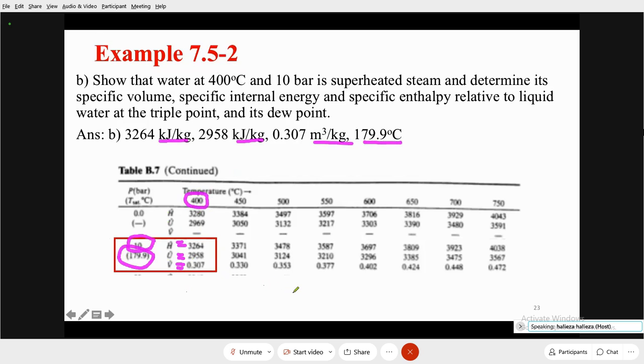Any questions? No. Good. That's example 752 for the second part. That's done. So let's continue with more.